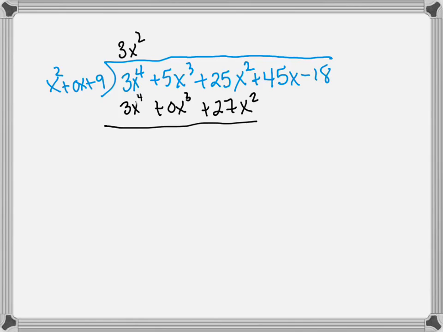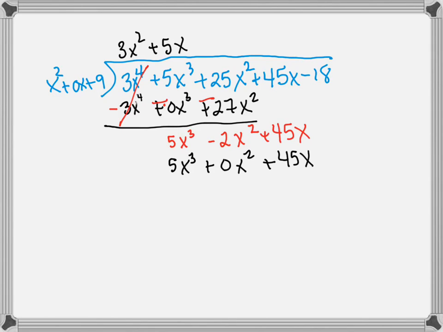Okay, so now we're going to subtract everything, so I will change all its signs and add going down. My x to the 4th cancel out. I have 5x cubed minus 0x cubed, which is 5x cubed. I have 25x squared minus 27x squared is minus 2x squared. And I will bring down the 45x. Now x squared times what gives us 5x cubed? Plus 5x. I will take positive 5x and multiply it by my divisor, and I will get 5x cubed plus 0x squared plus 45x.